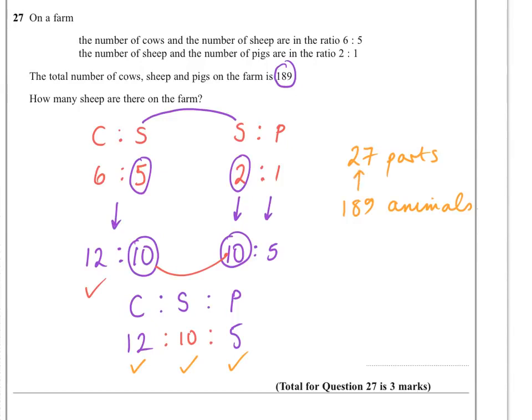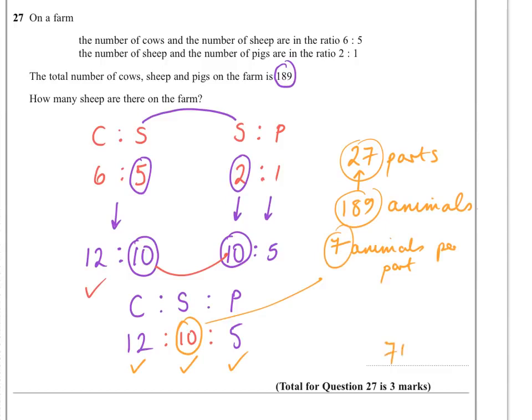And I'll do 189 divided by 27 on my calculator. And that is 7 animals per part. That's 189 divided by 27. And then it says how many sheep are there? Well, there's 10 parts here, and each part is worth 7, so there'd be 70 sheep. So not too bad if you actually try and get one of the parts of the ratios linking both statements together.